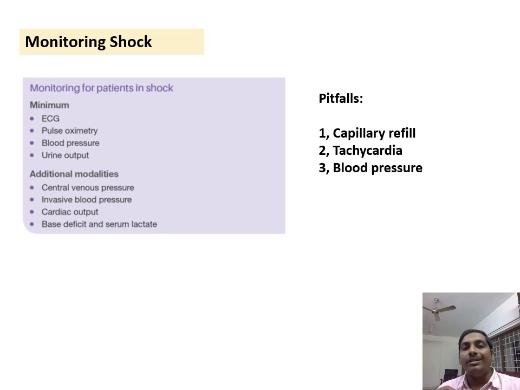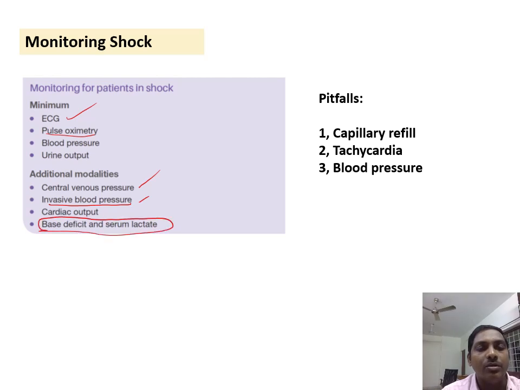So how to monitor the shock? We monitor with central venous pressure and urine output. These are the basic parameters, as well as pulse and blood pressure. Along with that, pulse oximetry and ECG can be taken in case of cardiogenic shock. Additional modalities we discussed: central venous pressure, invasive pressures like pulmonary capillary wedge pressure or arterial blood pressure, cardiac output, and base deficit and serum lactate, which we already discussed. These can be obtained by arterial blood gas analysis, ABG.